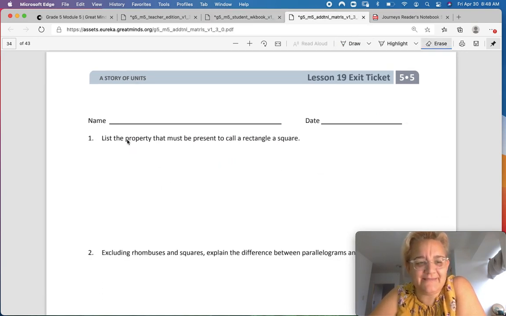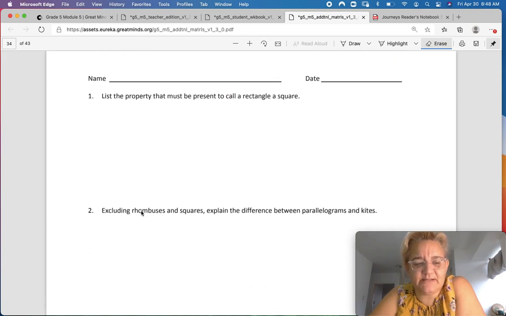Here's your exit ticket. List the property that must be present to call a rectangle a square. And number 2, excluding rhombuses and squares, explain the difference between parallelograms and kites.